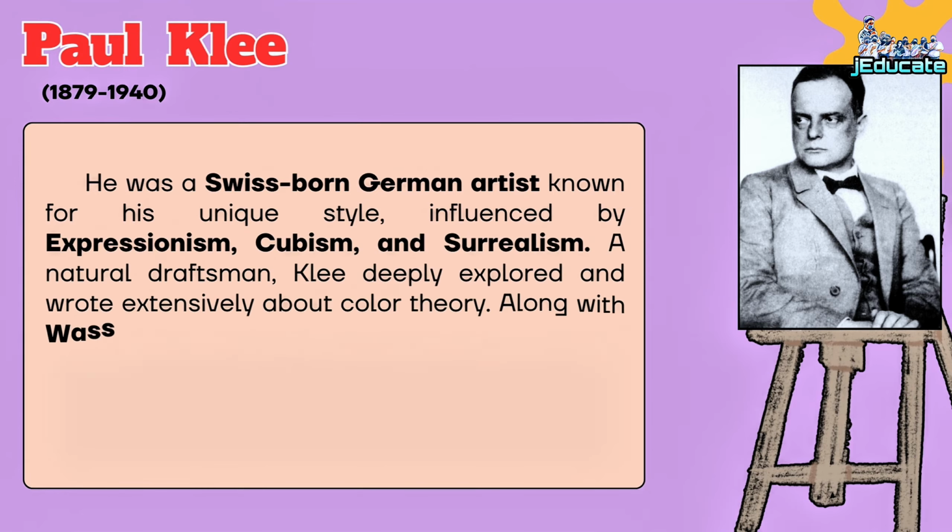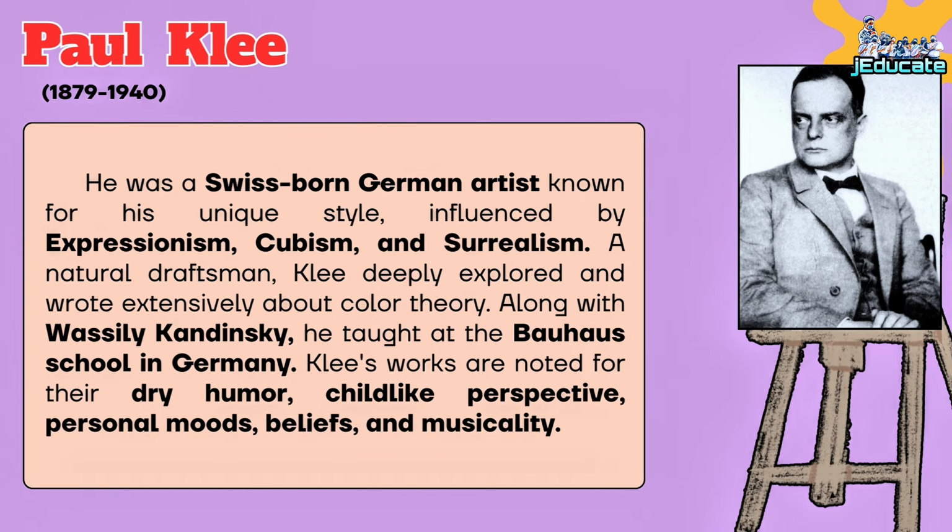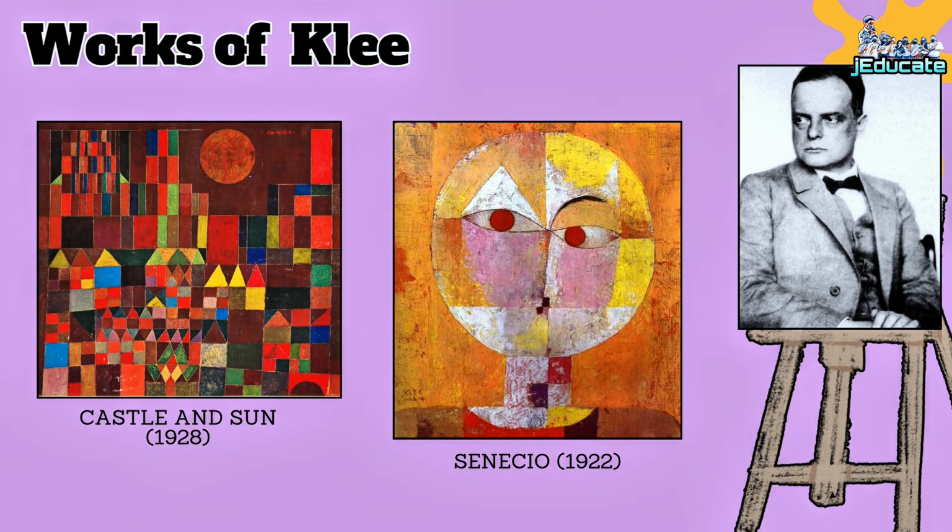Paul Klee, 1879 to 1940. Works of Klee, Castle and Sun, 1928. Senecio, 1922.